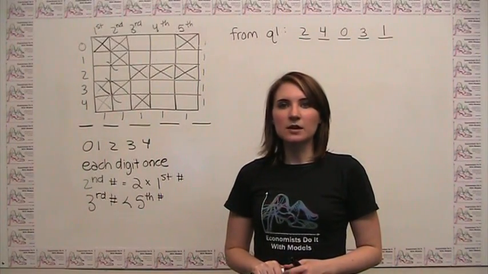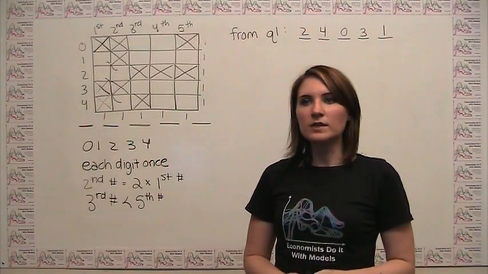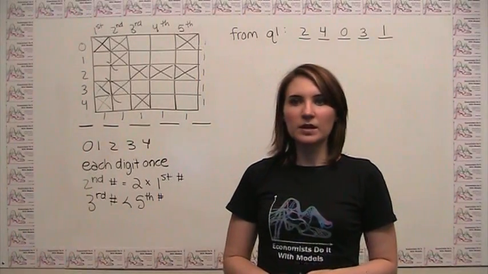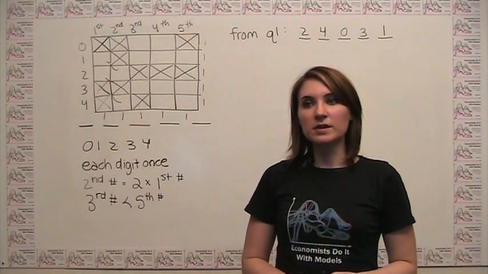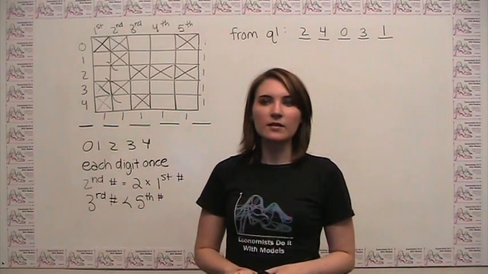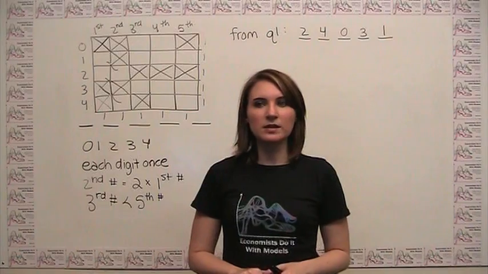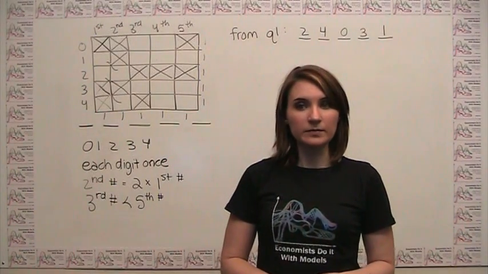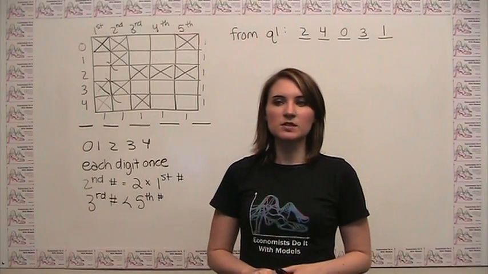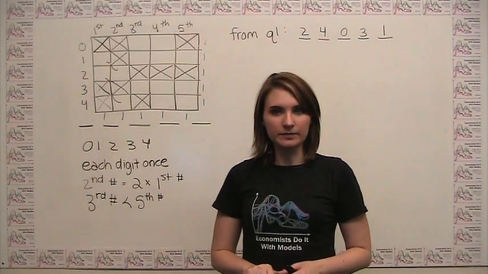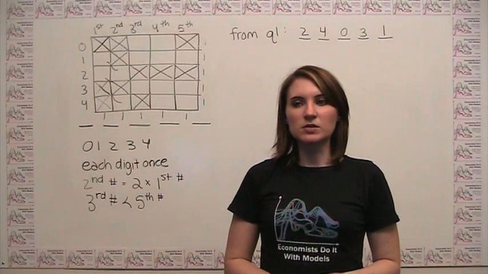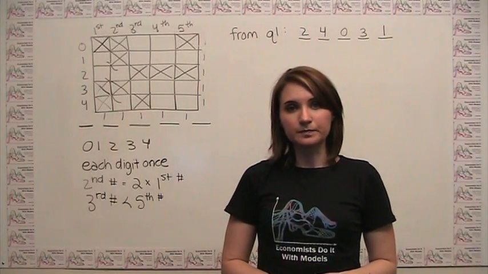The answer choices are A, there is exactly one digit between the digit 0 and the digit 1. B, there is exactly one digit between the digit 1 and the digit 2. C, there are at most 2 digits between the digit 1 and the digit 3. D, there are at most 2 digits between the digit 2 and the digit 3. Or E, there are at most 2 digits between the digit 2 and the digit 4.